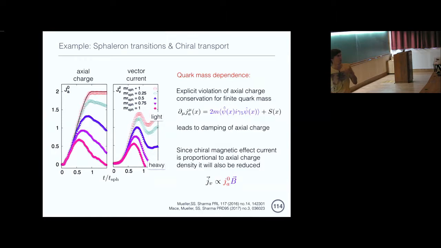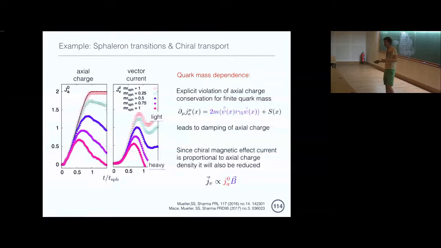Of course, it's called the chiral magnetic effect. So if you don't have chiral fermions, then you should also expect no effect, and indeed that's what you see. Okay, good. So there are a lot of interesting things you can do with this.